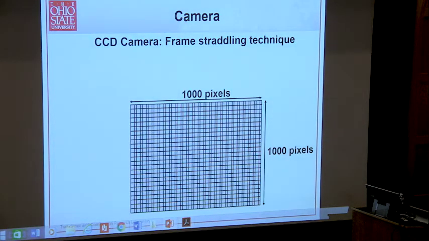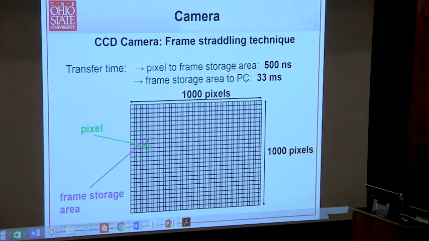talk about a simple interline transfer camera. Let's say we have a 1 megapixel camera. There's our pixel, and next to it we have a frame storage area. Okay, if you think about general architecture for a CCD, there's going to be the active component, and then usually there's an area, a buffer next to it. Okay, and so what happens is it's all about transfer time, right?